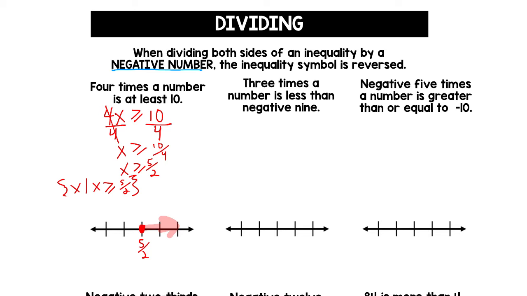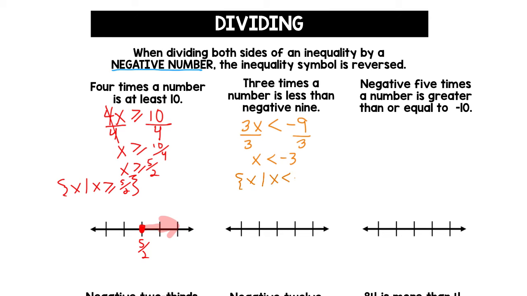Next one, 3 times a number is less than -9. We want to get x alone, so we divide both sides by 3. And x is less than -3. Notice I didn't need to change the inequality sign because while our quotient is a negative number, we did not divide by a negative.